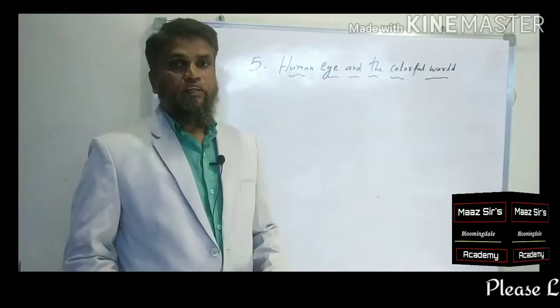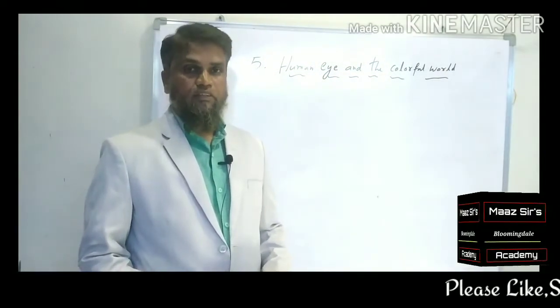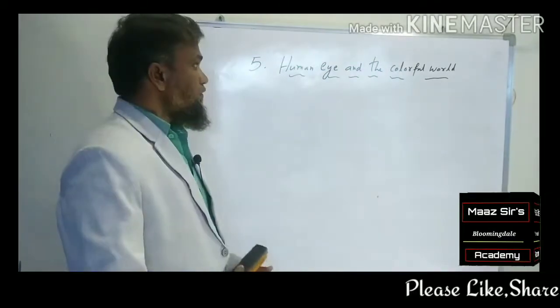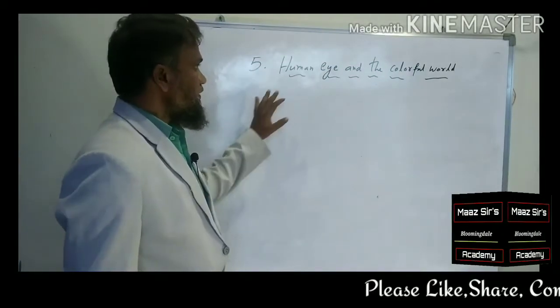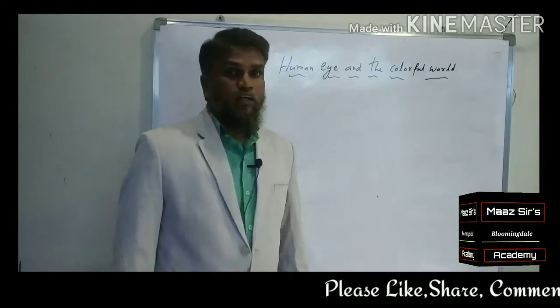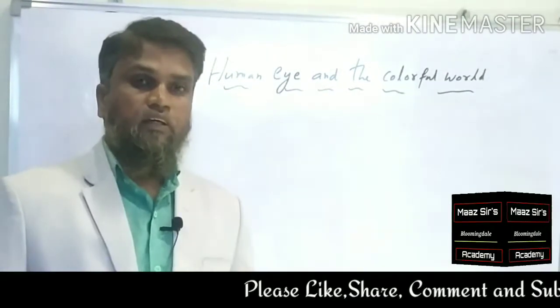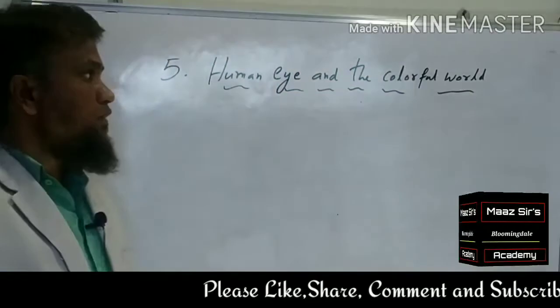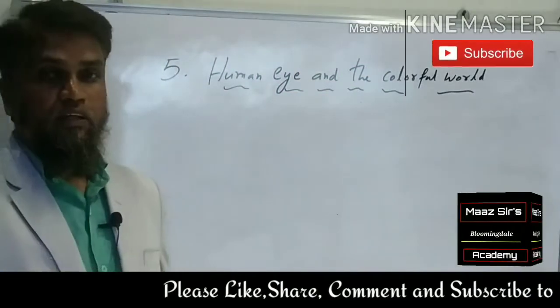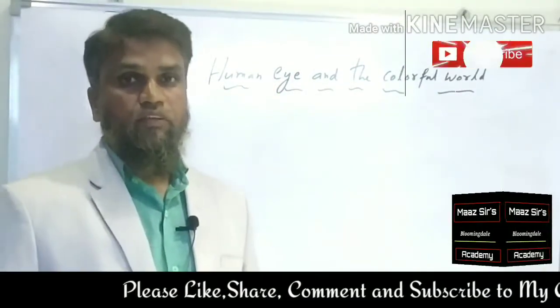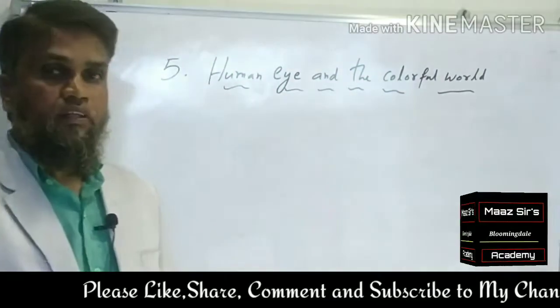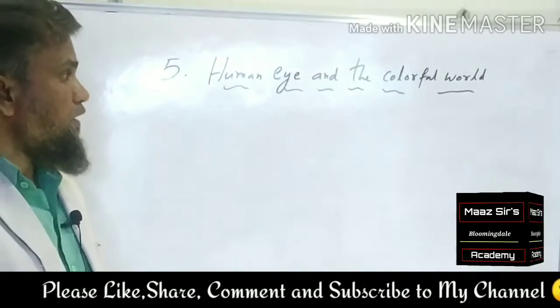Today we are going to start a new chapter in physics, 10th class physics. The name of the chapter is Human Eye and the Colorful World. Before starting this chapter, you have studied about the structure of the human eye in your biology subject.